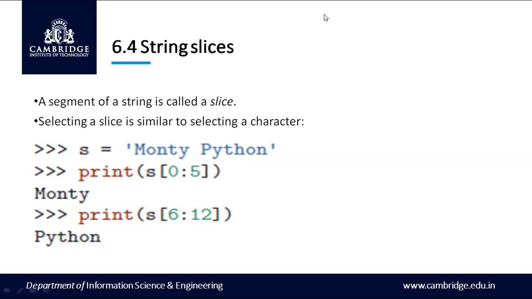So according to this example for string slices, here I have Monty Python. So this is the string. S holds the string Monty Python, which is represented in single quotes. Also, there is a space between Monty and Python. We have to observe that also. Monty and Python.